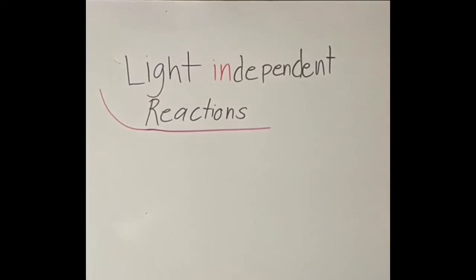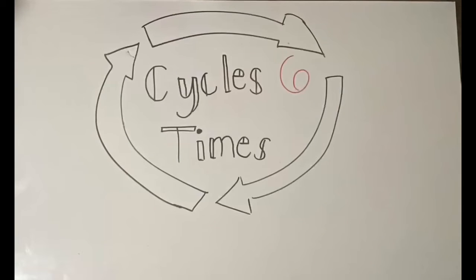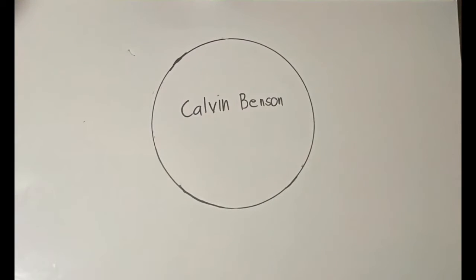The next reaction is the light-independent reaction. This happens in the stroma. Glucose requires 6 total carbons and an independent cycle produces 1. That is why the independent reaction cycles 6 times. This cycle is called the Calvin-Benson cycle.